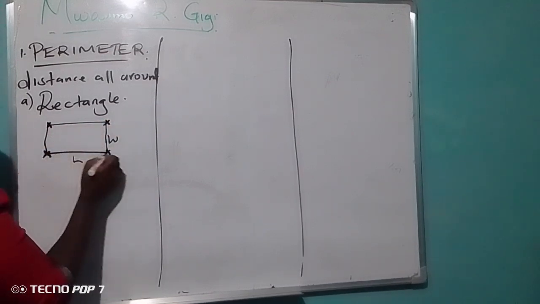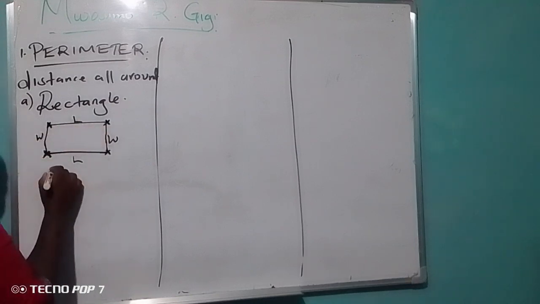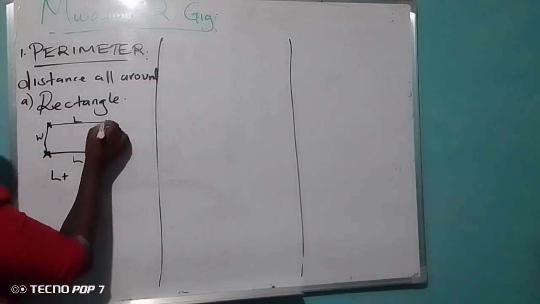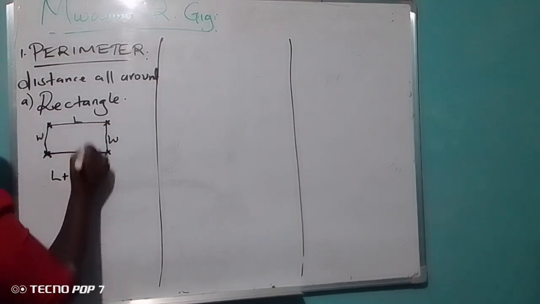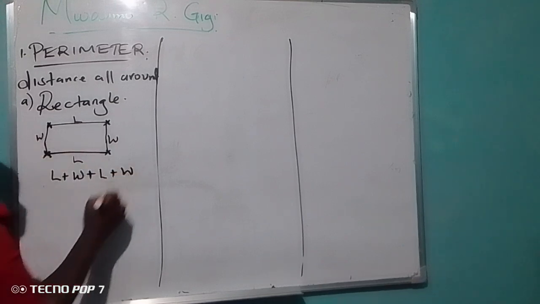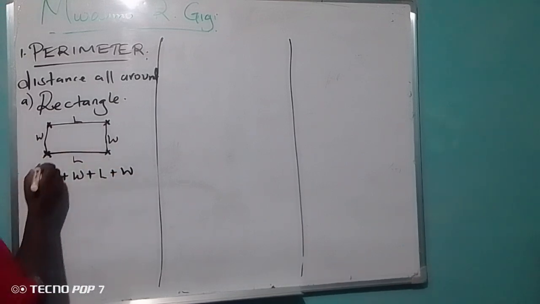So itakuwa L, if that is L, this is L, this is W. So itakuwa L plus L. So tunatoka hapa twende mpaka hapa. L plus W plus L plus W. Si ndio? Tuko sawa nani? Angalia hapa. L plus W plus L plus W.